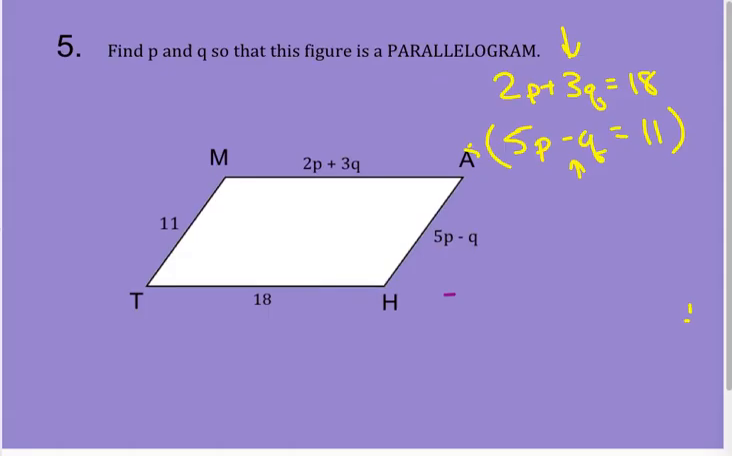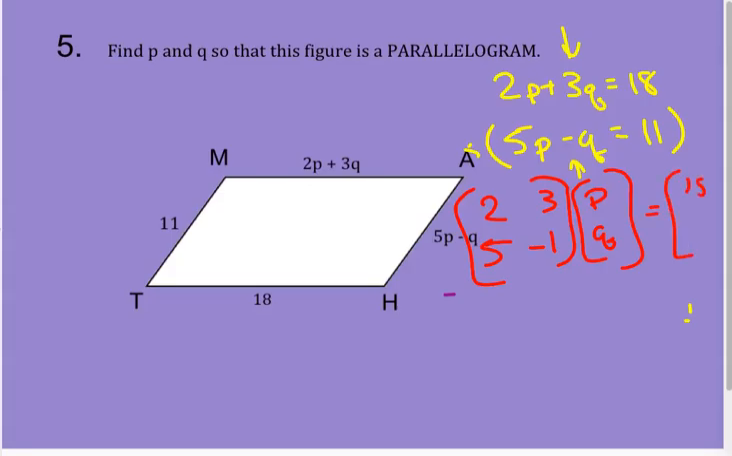It's called matrix operations, and it's a nice slick way to do this. So if I just take the numbers, so just take 2, 3, 5, negative 1, and multiply that times P and Q, and that's going to be equal to 18, 11. So now, what's the point of algebra? We always want to get the variable by itself. So if only there was some way we could have P and Q is equal to something. Well, the trick is we can do that by taking what's called the inverse.